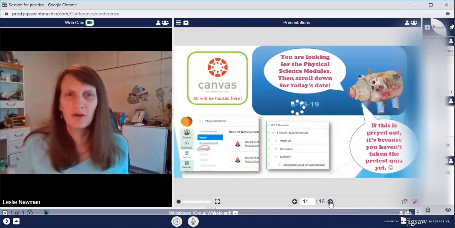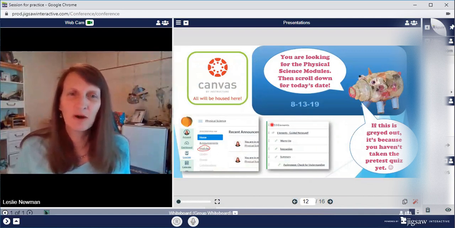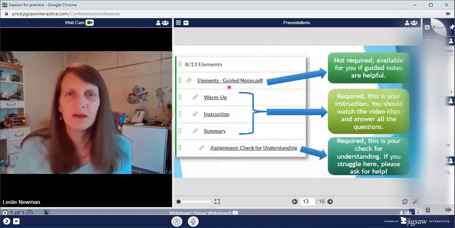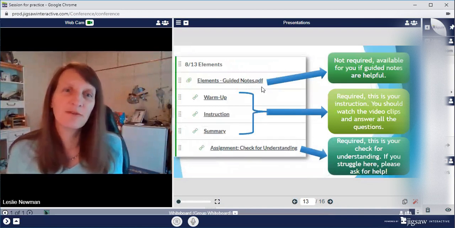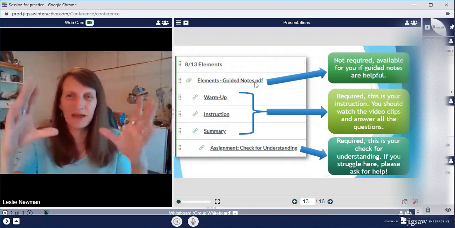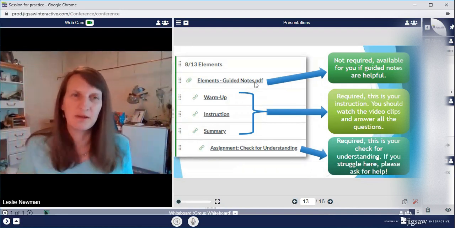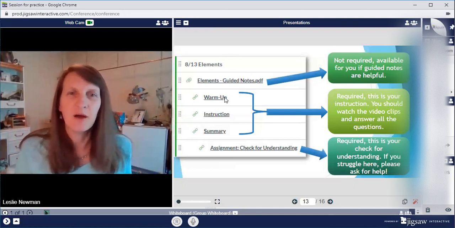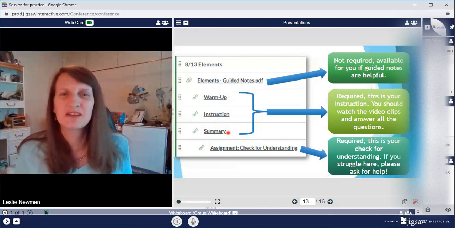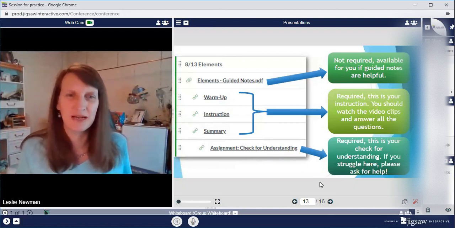So you are going to go over to Canvas now and go down to the modules, and explore the elements module. Just a reminder that guided notes are optional. You can print those 4 or 6 per sheet, and that way you're not using oodles of paper. And plus it's so big that if you print it 4 or 6 on the sheet, it'll actually be regular size. It won't be gigantic. You've got to do the warm-up, the instruction, the summary, and the check for understanding. So you want to go through all of that. You're going to pause this, go through that, and then come on back for the summary.